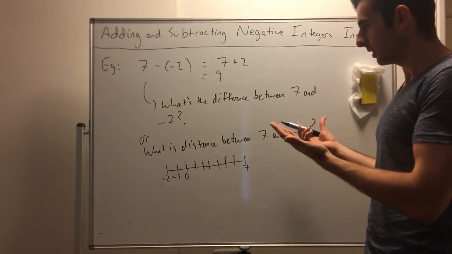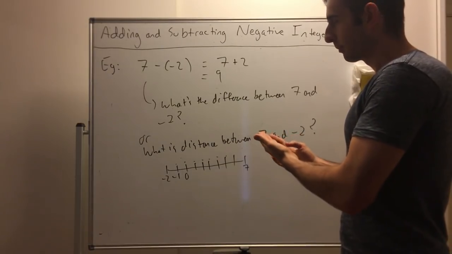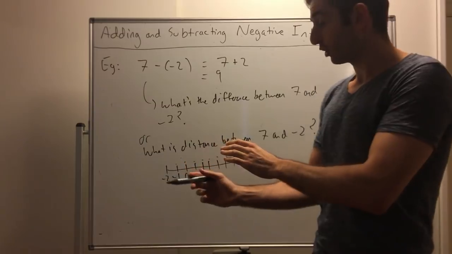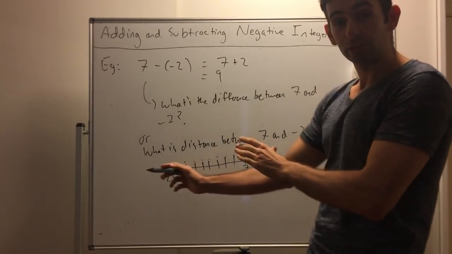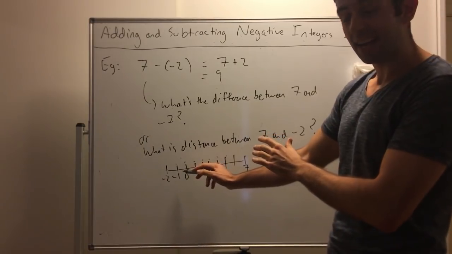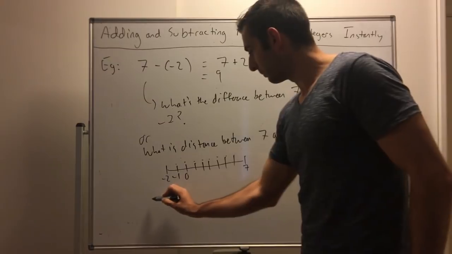That's why it turns into a plus. Because it's minus, it's gone backwards from 0. So it's not from 2 to 7, it's from negative 2 to 7. So it's counting this extra distance from negative 2 to get to 0, and then adding the distance from 0 to 7. Right. Now let's look at a different example.